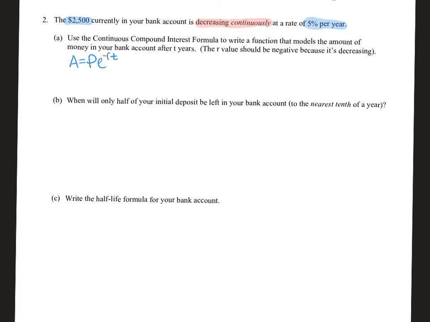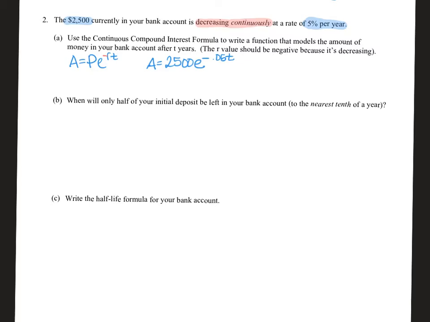We haven't seen this yet. So let me plug in here. My initial amount is 2,500 e, my rate is negative 0.05, and then the t.